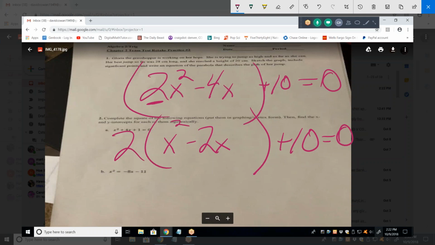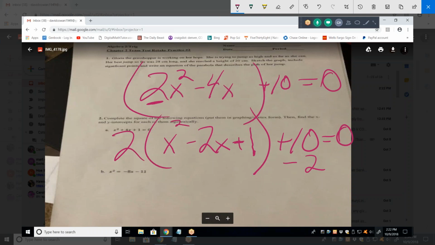So you would plus 2. What's half of 2? 1. Square 1? Oh, 1. So it's plus 1. But when I do that, how much did I add to the left side of the equation? You added 1, right? Well, no, that 1 is being multiplied by this 2. Oh, yeah. So I really added 2. Yeah. So I got to subtract 2.